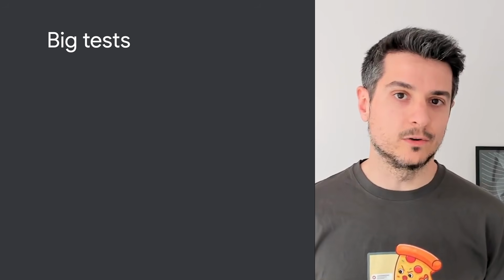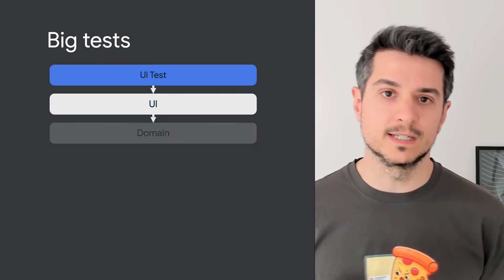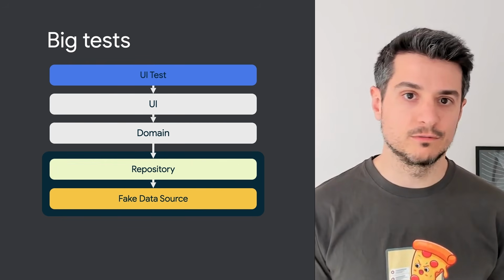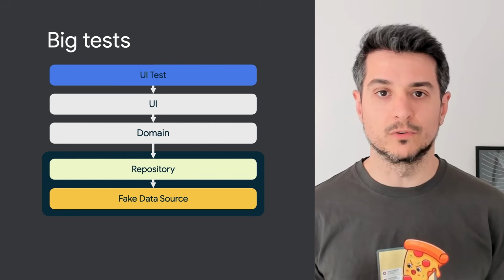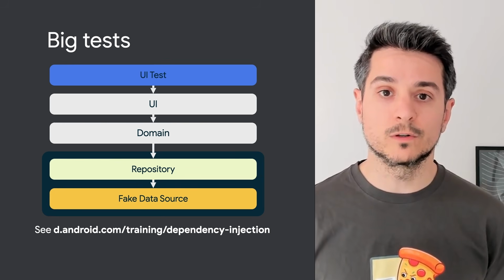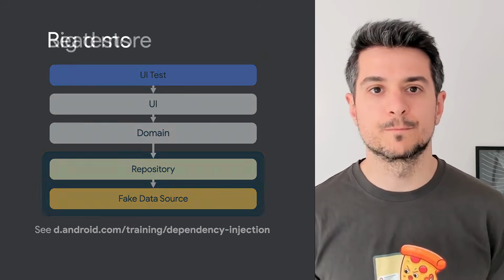In end-to-end or big tests, you test all the layers of your app at the same time, but you might want to use fake data to make your tests faster and more reliable. If you use dependency injection, you should be able to replace data sources or repositories with fake implementations. You can also fake your network calls with popular libraries such as WireMock or Mock Web Server.